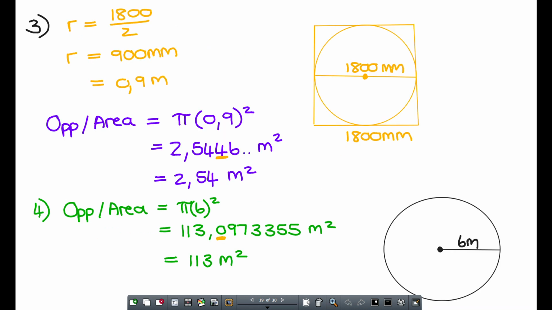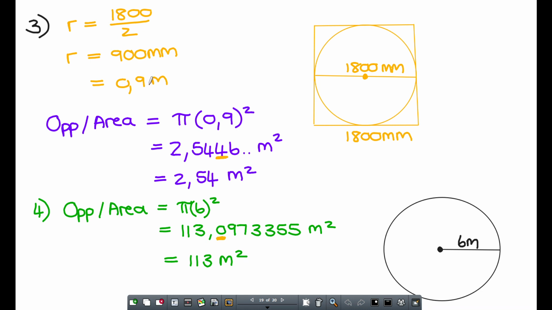Right, then at number 3 it says, David wants to cut a circular tabletop from a square piece of wood that has sides of 1,800 millimeters. What is the area of the largest circular top that he can cut from the wood? Give your answer in square meters to 2 decimal places. So, you said that if this is 1,800, then the diameter of that circle will also be 1,800, right? But that's the diameter. So to get the radius, I'm going to divide that by 2, meaning 900 millimeters.